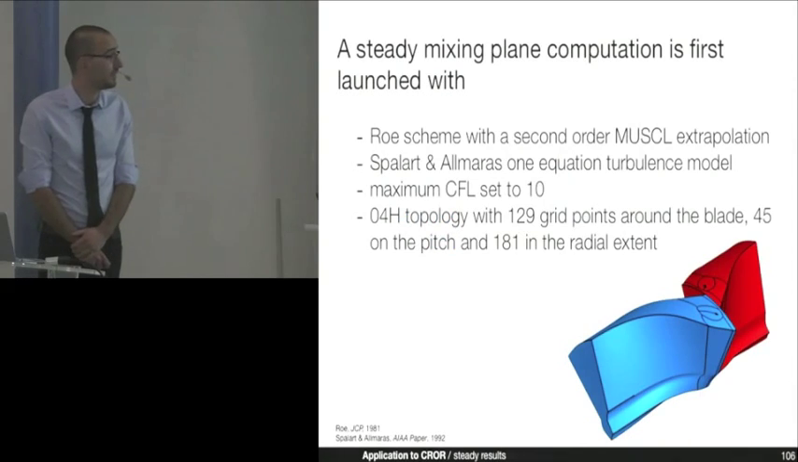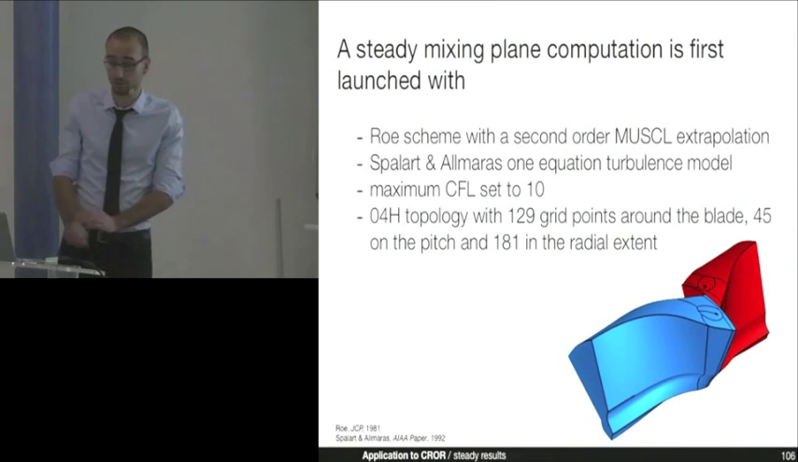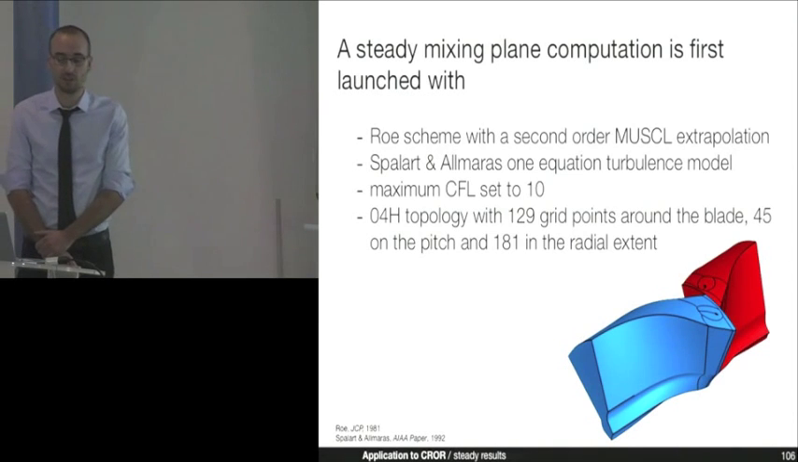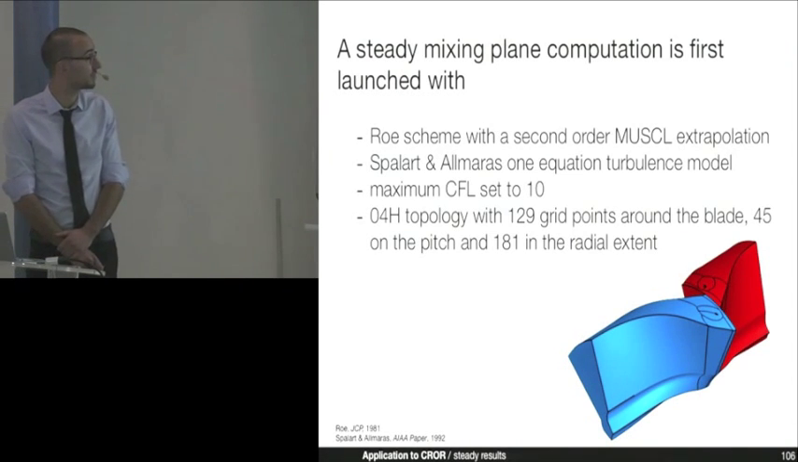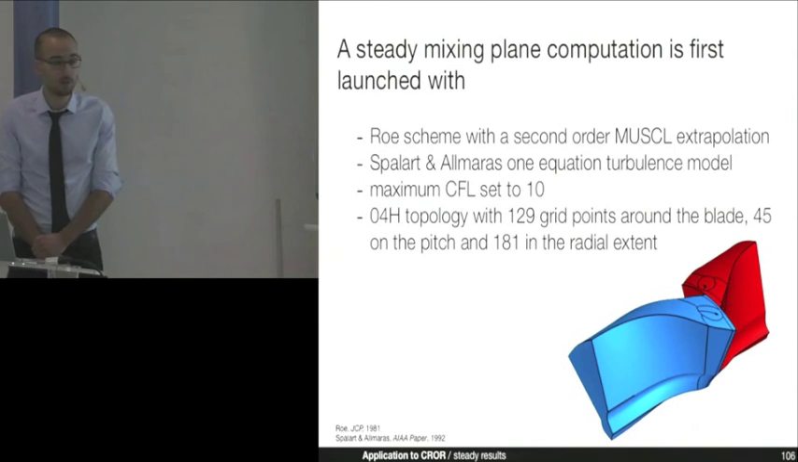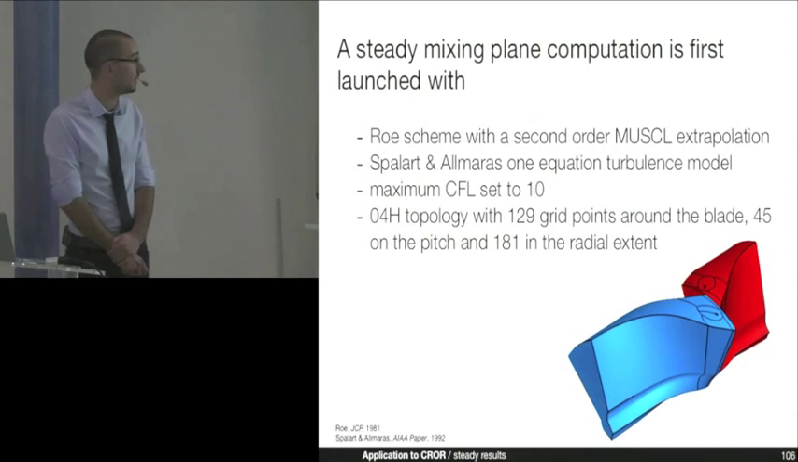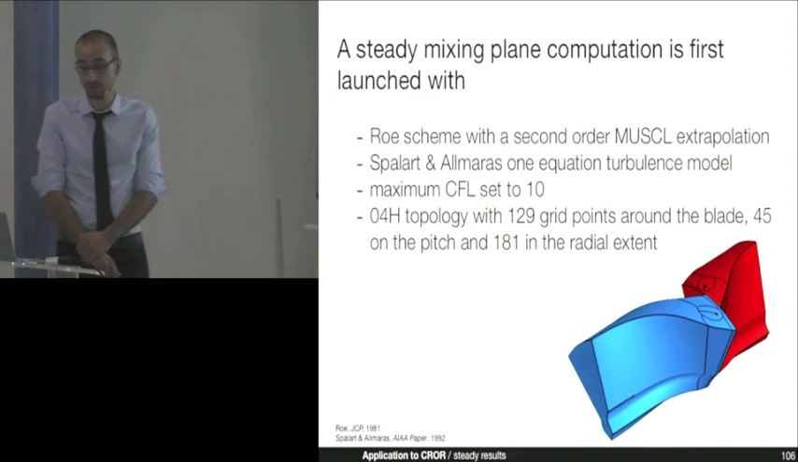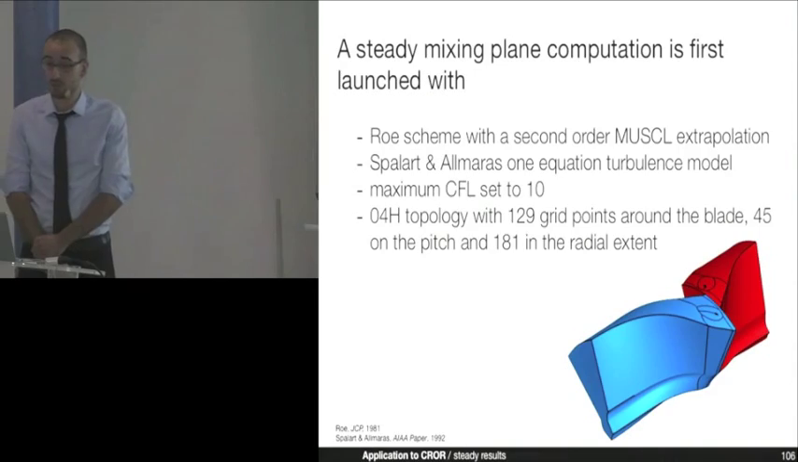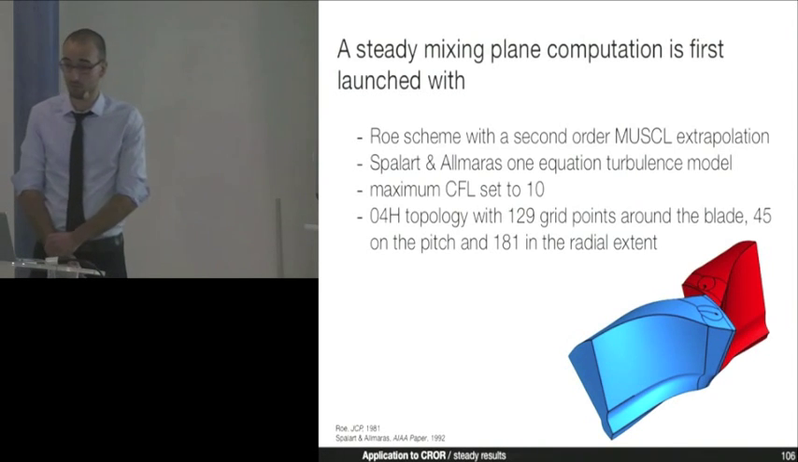The steady mixing plane computation is first launched to provide an a priori estimator of the number of harmonics required to compute this configuration. And this steady mixing plane computation is launched with the Roe scheme with a second order MUSCL extrapolation, a Spalart-Allmaras one equation turbulence model, a maximum CFL set to 10, and the mesh is built using an O4H topology with 129 grid points around the blade, 45 on the pitch, and 181 in the radial extent. And you can see on the right bottom side of the slide, the mesh size.